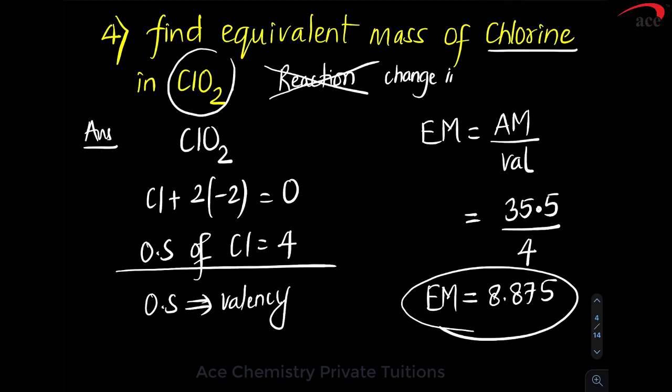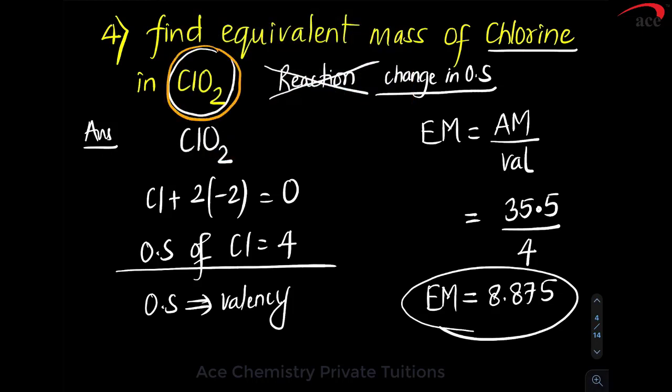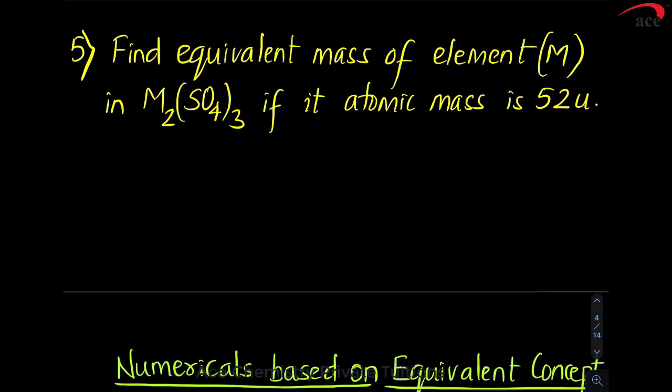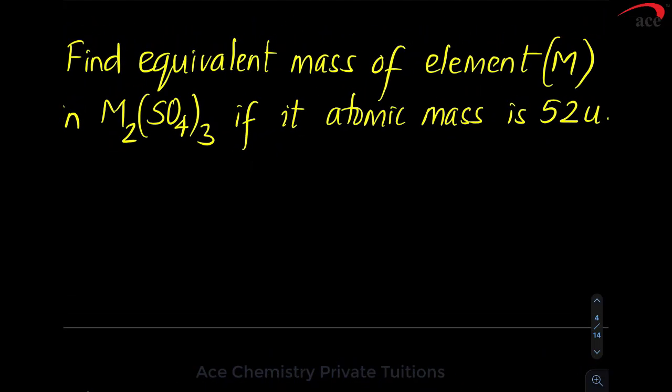Understood how to calculate this? Again, if a reaction had been given, I would have found the change in oxidation state. But because the reaction is not given and only one compound is given, in that compound I calculated the valency, divided by valency, and I got the answer.